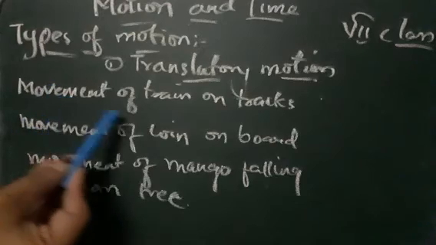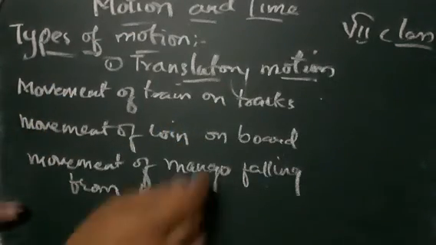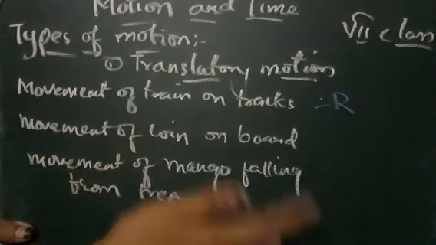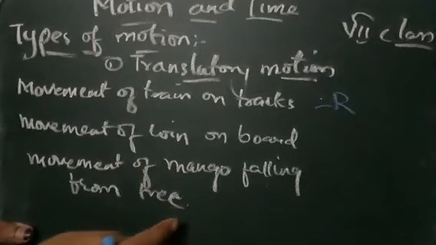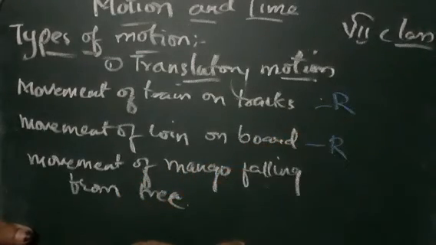If we talk about the movement of a train on the tracks, you can say that it is a translatory motion. In translatory motion, which motion is it? Rectilinear motion. Movement of a coin on the carom board, you can say it is a translatory motion because the coin moves in a straight line, and that comes under rectilinear motion.